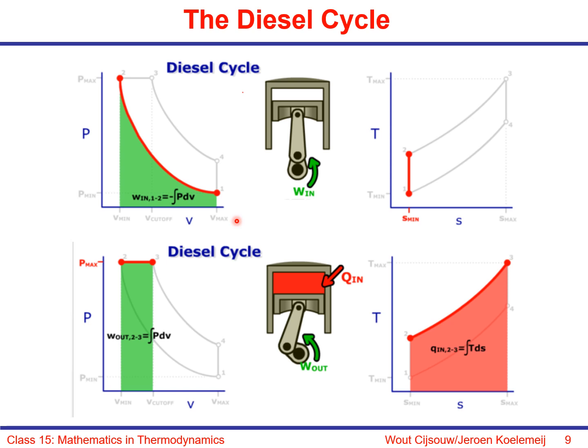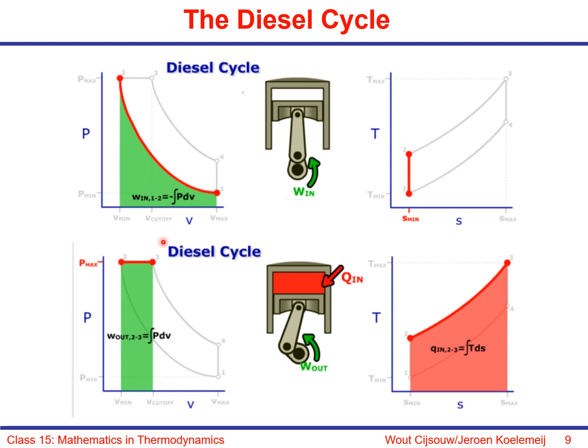Now, the second segment, that's from state 2 to 3, that's the combustion. That's where we inject the gas or the air diesel mixture, which then automatically ignites and leads to an increase in temperature. But we model this as a closed system, and this combustion is modeled as heat going into the system at fixed pressure.